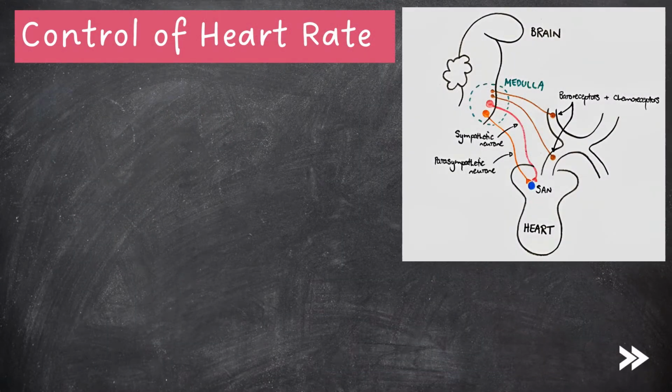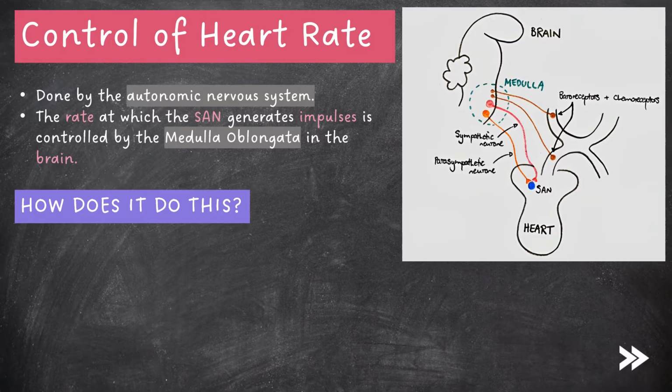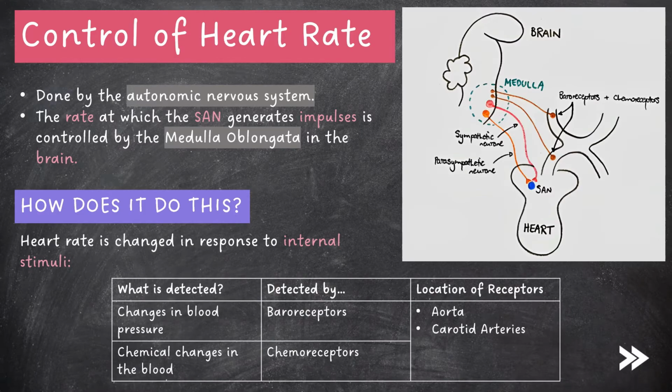So how do we actually control heart rate? This is done by the autonomic nervous system. The rate at which the SAN generates impulses is controlled by the medulla oblongata in the brain. First of all, we should know that heart rate is changed in response to internal stimuli. This can be things such as a change in blood pressure, which is detected by baroreceptors, or chemical changes in the blood, which are detected by chemoreceptors.